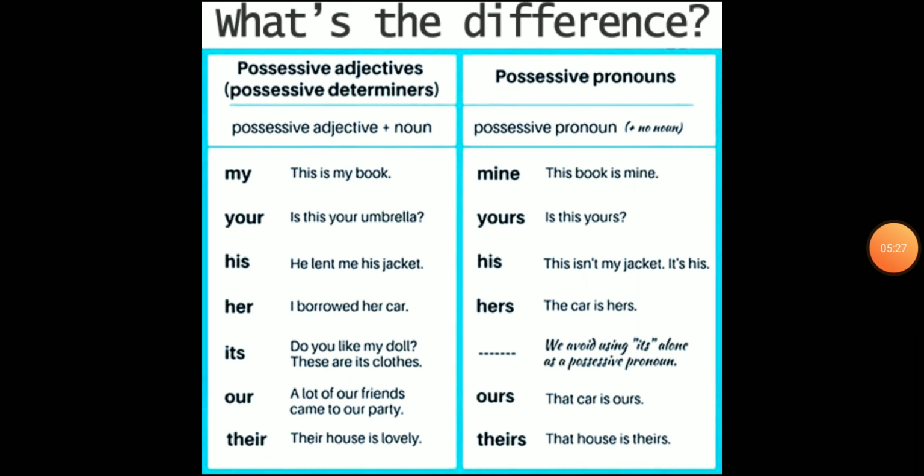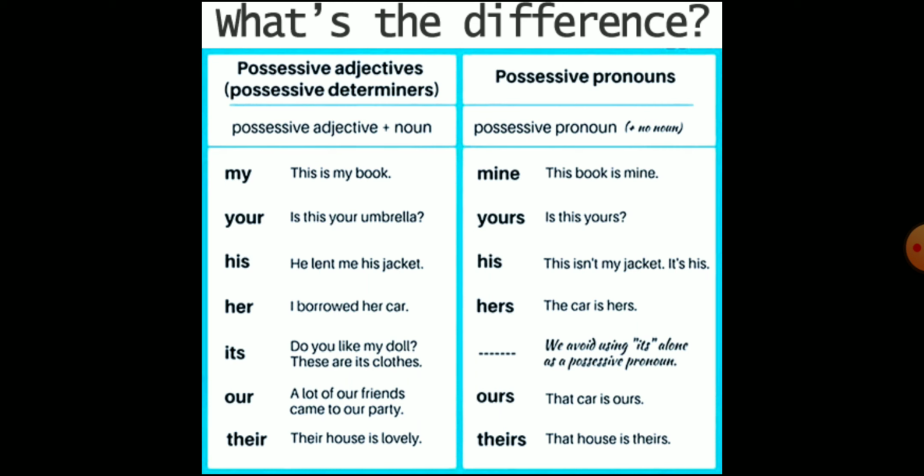But what is a possessive pronoun? A possessive pronoun replaces the noun in a sentence and shows possession. So it is never followed by a noun. As you can see, it is written over here, possessive adjective plus noun. In the case of possessive adjectives, it is followed by a noun. A noun should be there because it describes a noun, right? But in possessive pronouns, we don't use a noun.